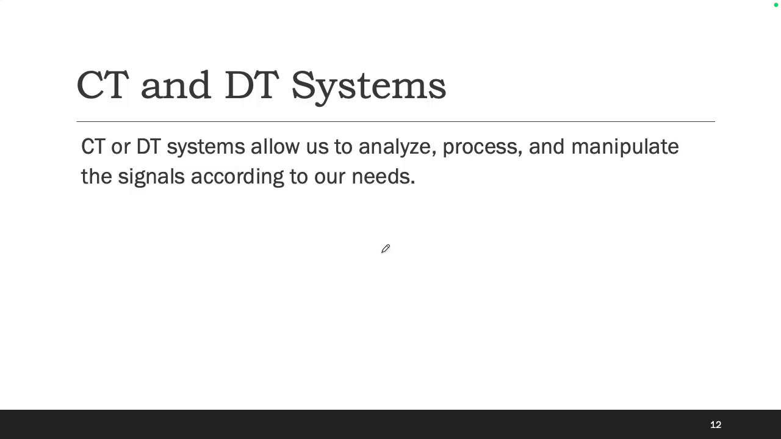Yeah, it gets input and tries to give output. Am I right? So the system allows us to analyze, process, and manipulate the signals according to our needs. Which means we have signals, and we try to analyze, process, and manipulate them, and then output the specific signals we want. That makes sense to you?